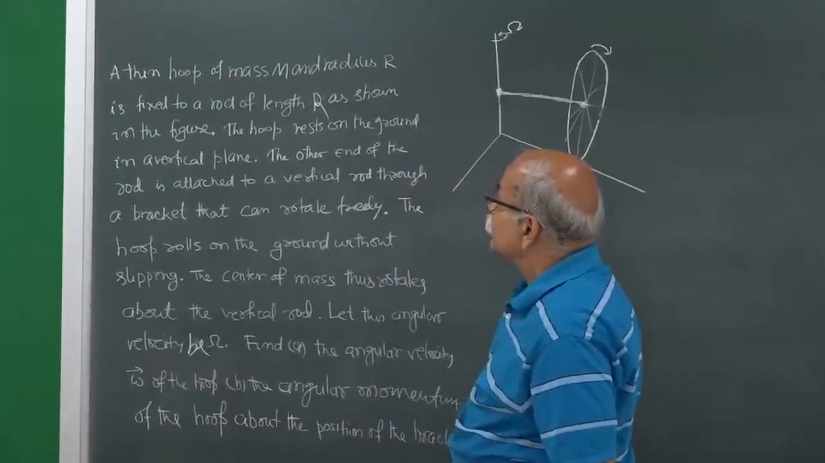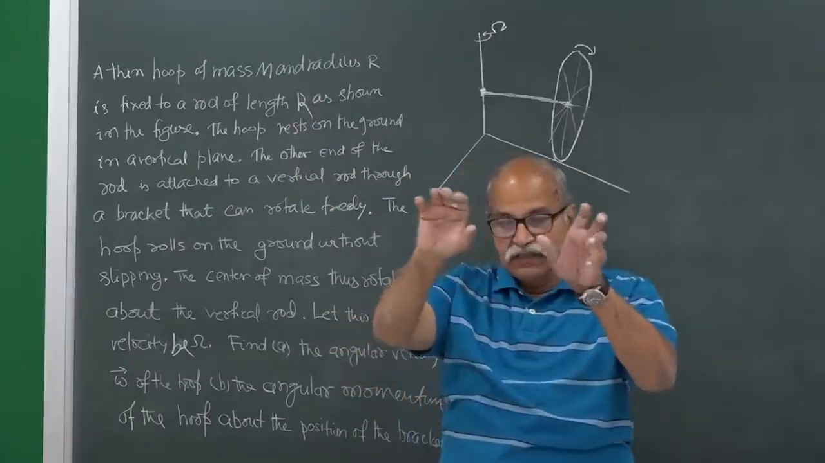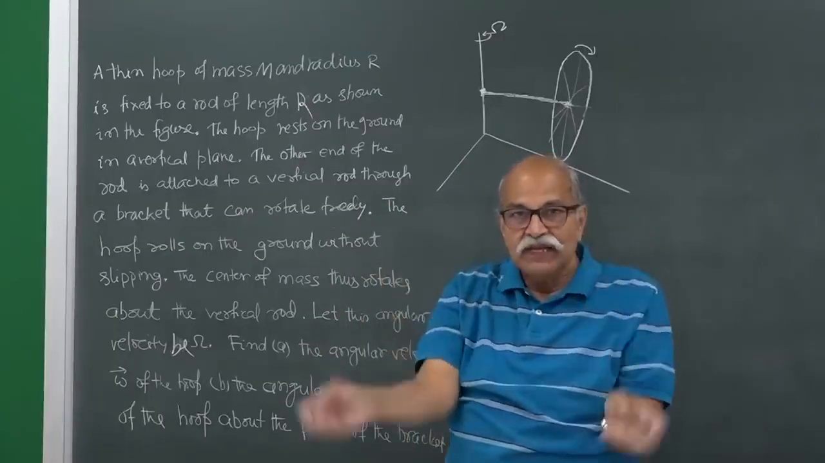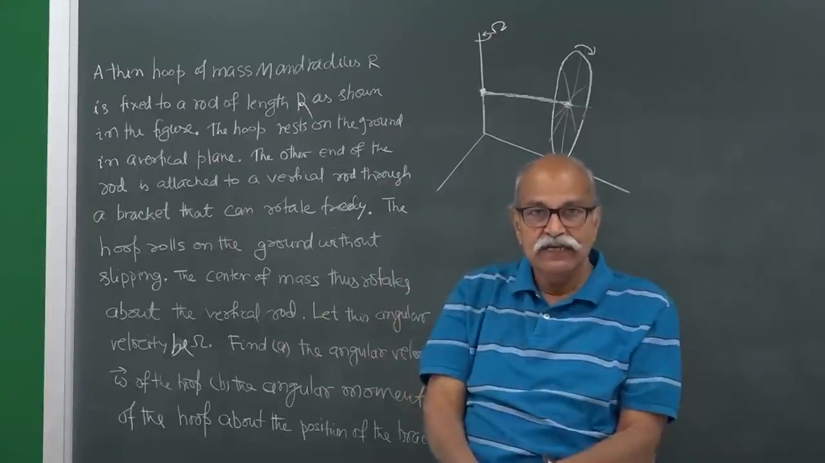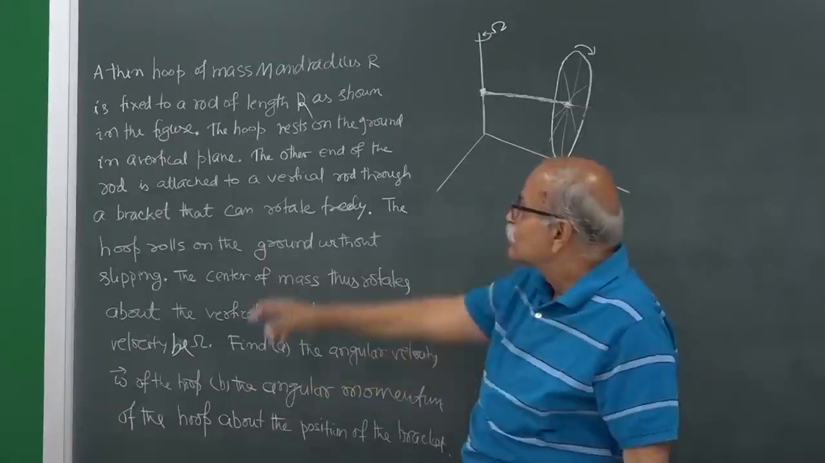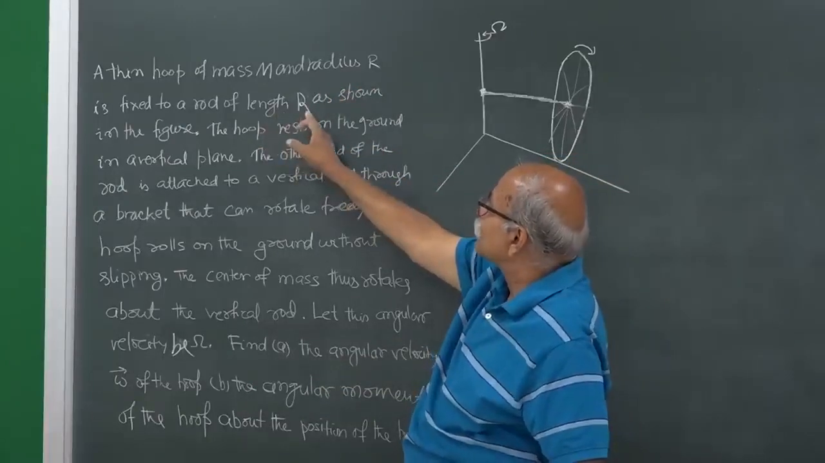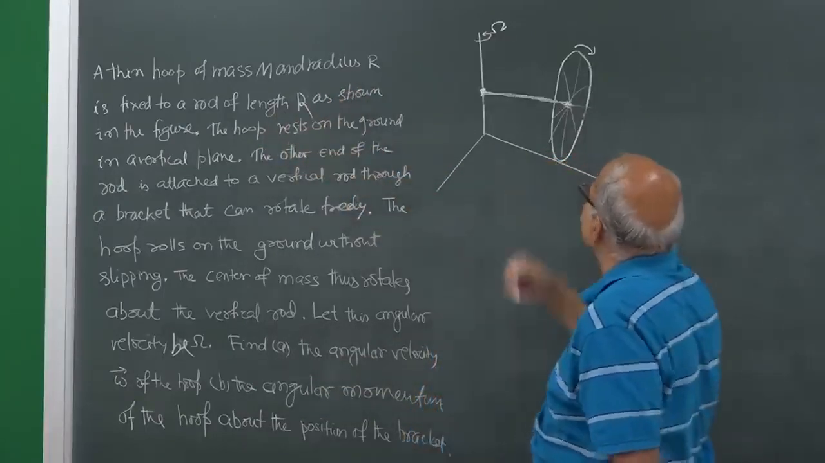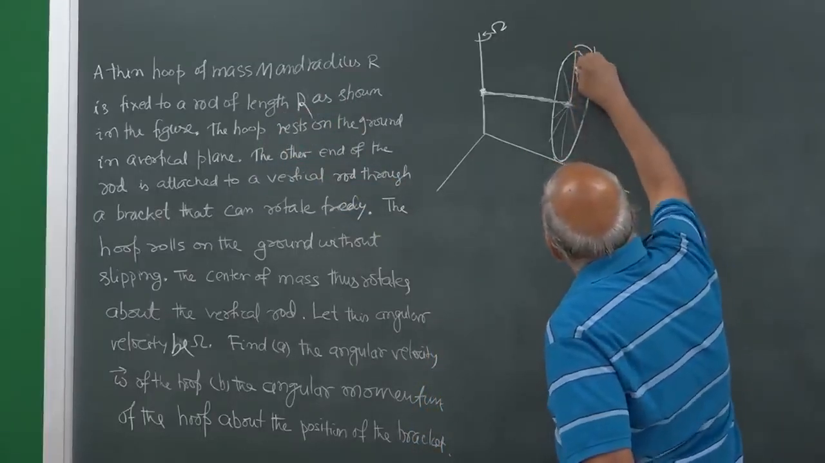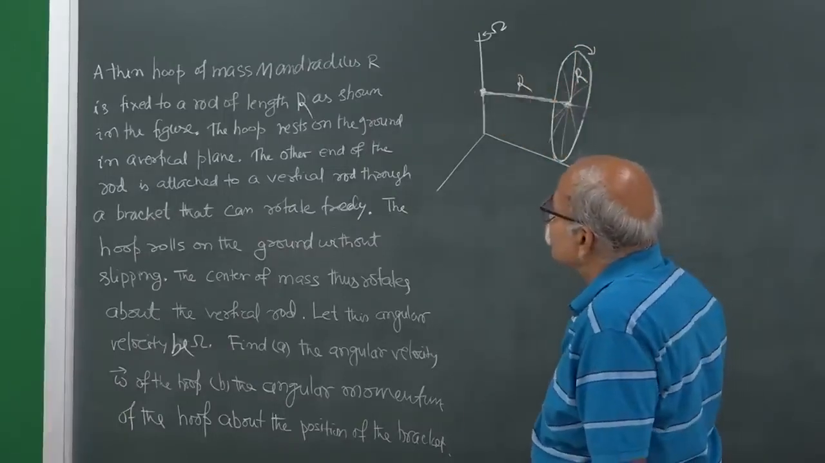So, the question is, a thin hoop of mass m, hoop means you have a mass which is on the periphery, it is a kind of a ring, and the mass is at the periphery only, although there will be spokes from the center, but those things will be treated as light. So, a thin hoop of mass capital M and radius r is fixed to a rod of length capital R as shown in the figure. So, the radius here is capital R, and this rod is also having the length capital R as shown in the figure.